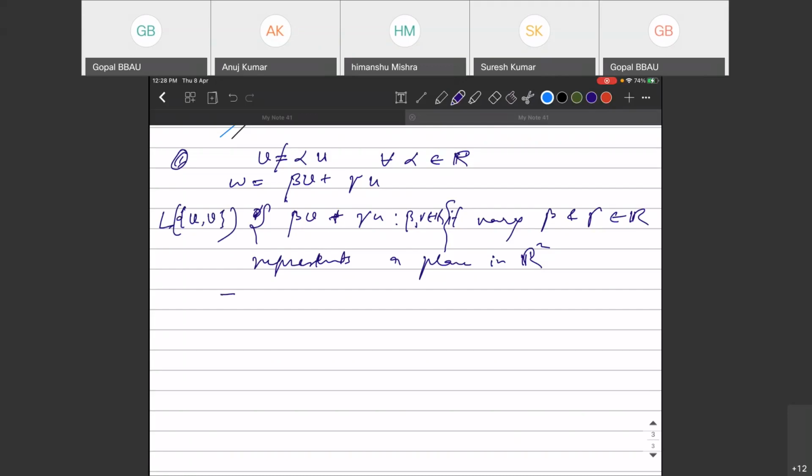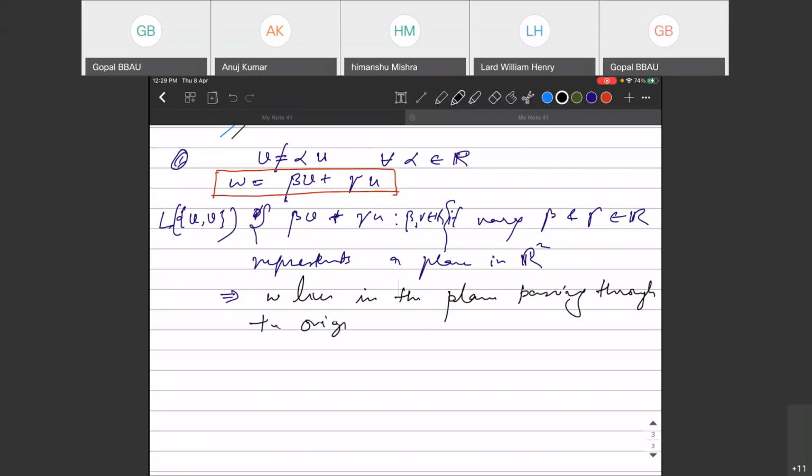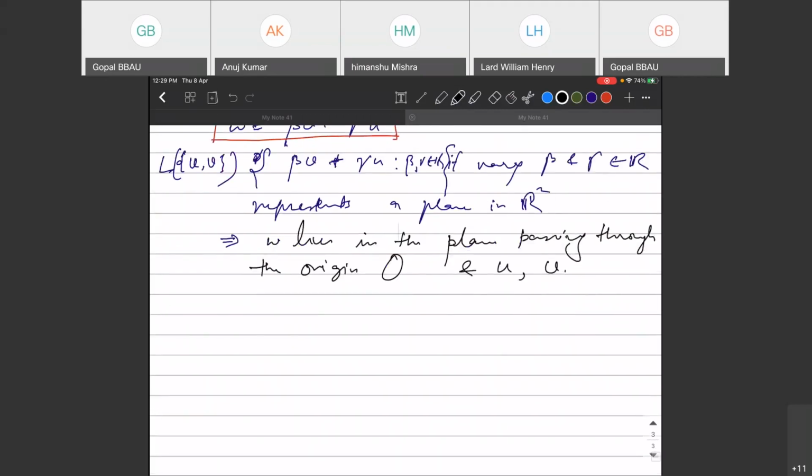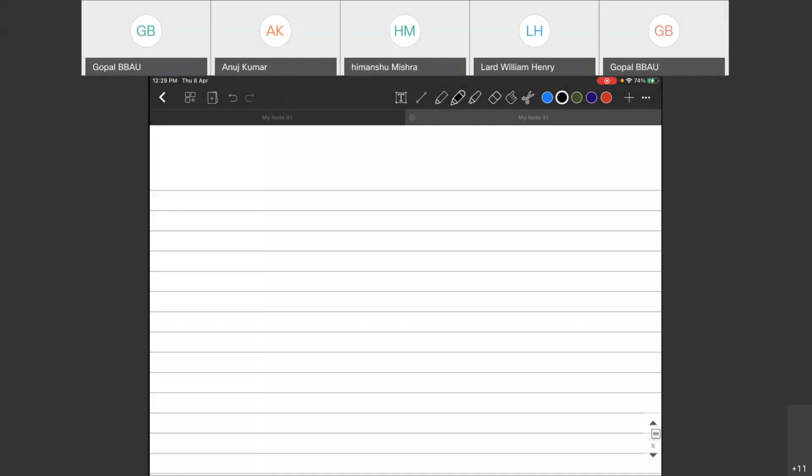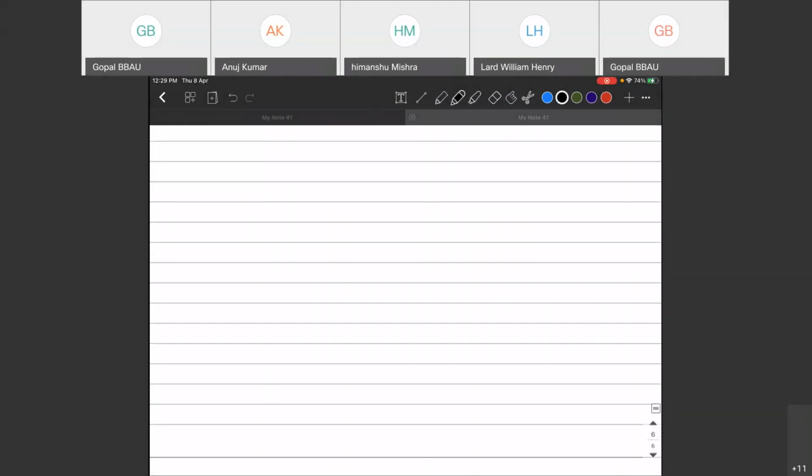And we write it as L of U V. Correct? From here we observe that W lies in the plane passing through the origin and V comma U, the plane passing through the origin and U comma V. Correct? So this was the geometric meaning of linearly dependent set. Okay, let me give you one more definition.